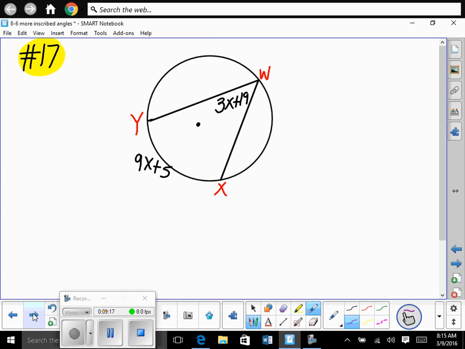Okay, looking at this one, let's just set up a true statement, and then I'm just going to pretty much let you guys work pretty much the rest of the time. What's a true statement for this?